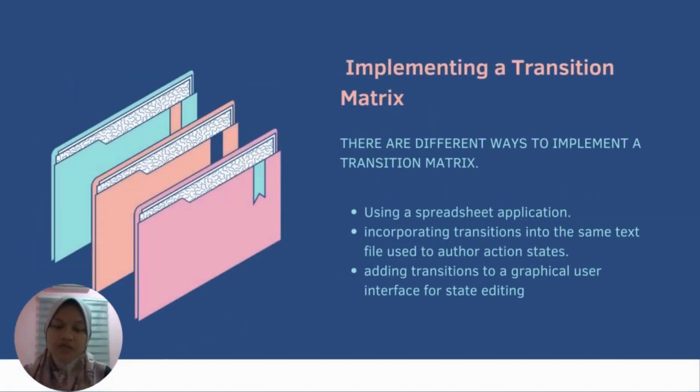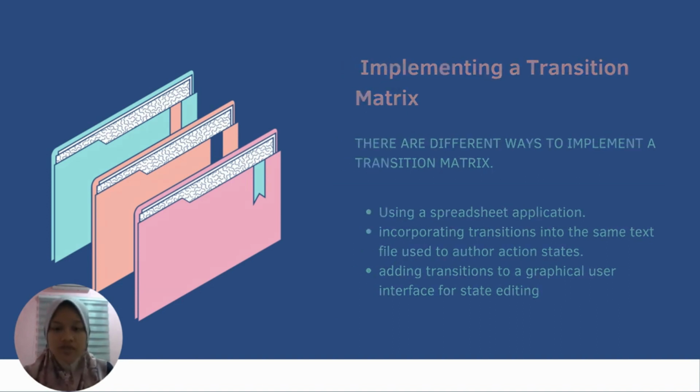So this chapter basically talks about how to make animated objects in a game move in a realistic and natural way. And one of the topics is implementing a transition matrix, where there are different ways to implement it. One is using a spreadsheet application and incorporating transitions into the same text, and also adding transitions into a graphical user interface for state editing.